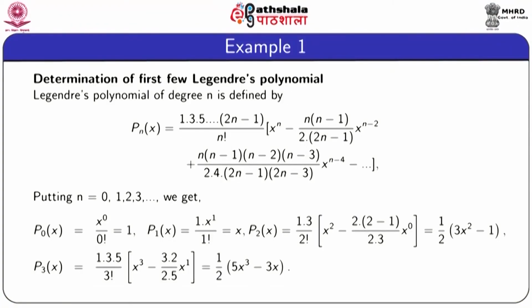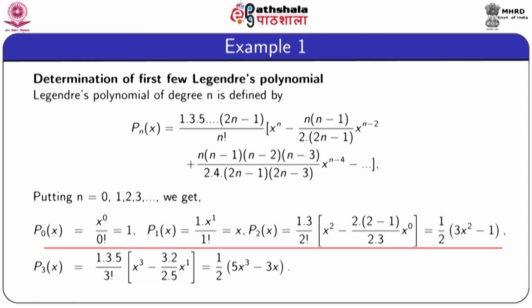We now start with a few examples. The first one, let us determine the first few Legendre's polynomials. As seen before, the Legendre's polynomial of degree n is defined by this expression. Now we are going to put n equal to 0, 1, 2, 3 and see how many Legendre's polynomials we can generate. For n equal to 0, if you put this value here, please note all these numbers are odd numbers. So, 0 you cannot put it here.